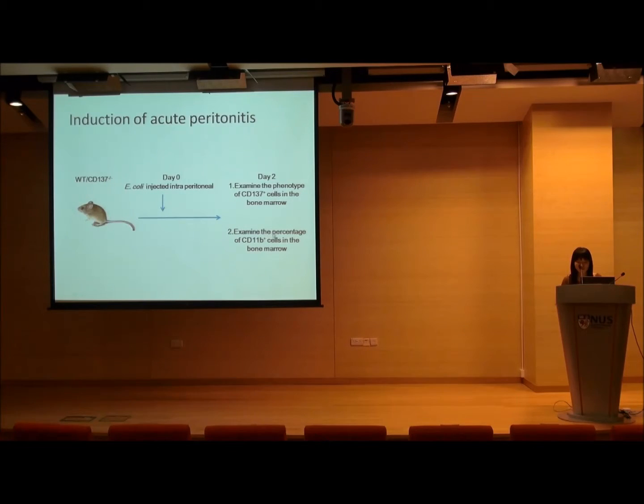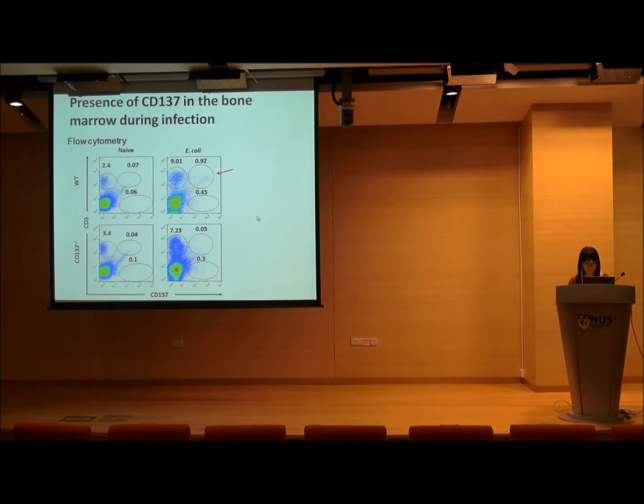And next, I'm going to look at the percentage of CD11B cells. So what is CD11B? CD11B is a common marker for the myeloid cells. So all macrophages, neutrophils, and dendritic cells express it. So by looking at this marker, I know the level of myelopoiesis. So this is the flow cytometry.